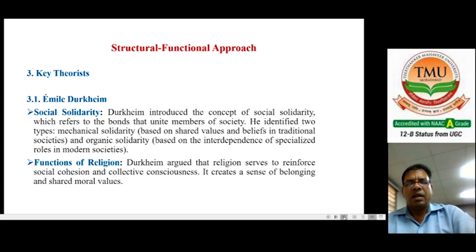And next is the function of religion. Durkheim argued that religion serves to reinforce social cohesion and collective consciousness. It creates a sense of belonging and shared moral values. That means, according to Durkheim, religion serves to reinforce social cohesion and collective consciousness.